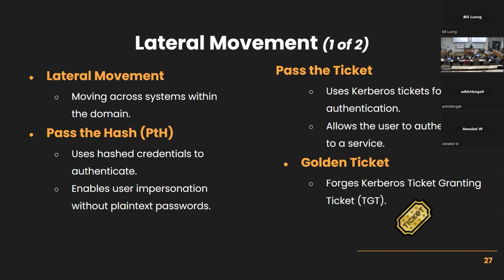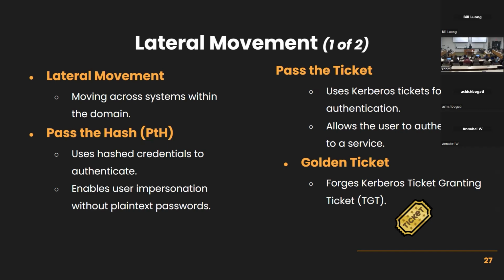And next is lateral movement, which within Active Directory is pretty good for an adversary to perform if they want to jump from one location to another. So they'll move across systems within the domain. It doesn't necessarily have to be from one domain to another. It can be from one computer to another, or one forest to another. You're just moving from one system to another.